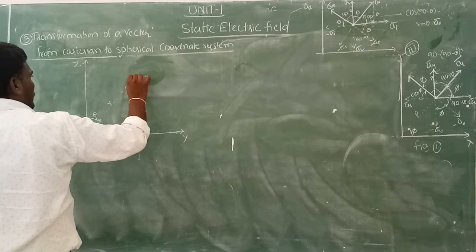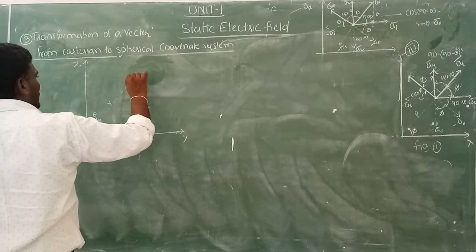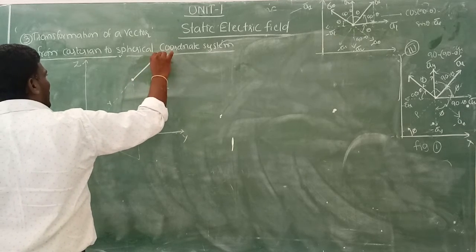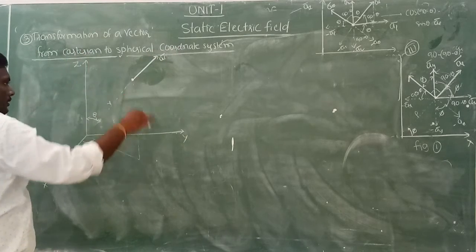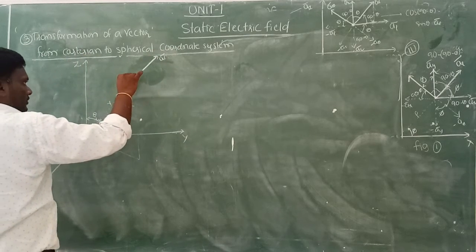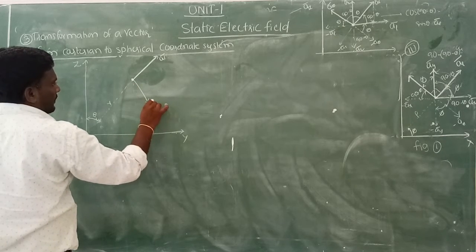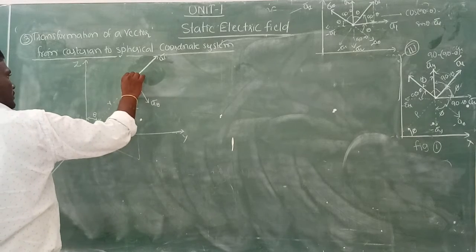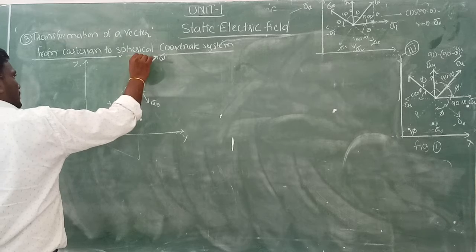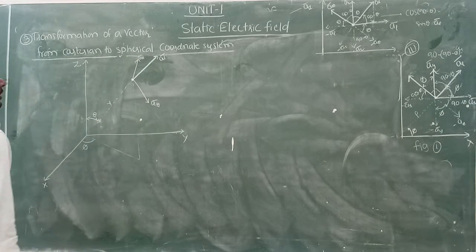a r bar is the unit vector which is perpendicular to the sphere. So this is your a r bar, and where is your a theta? a theta is downwards. So this is your a theta bar, and we have a r bar and a theta bar. And what is the direction of a phi? This is our a phi, and these three are mutually perpendicular to each other.